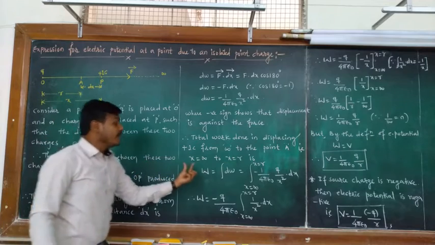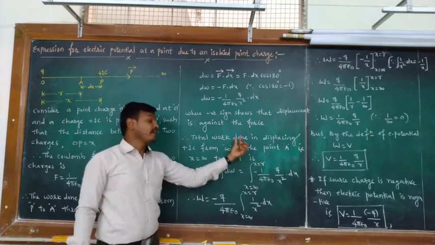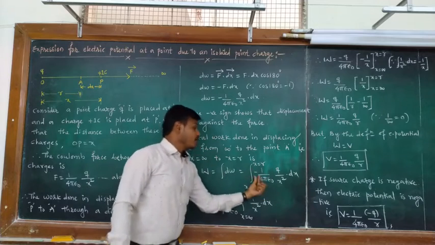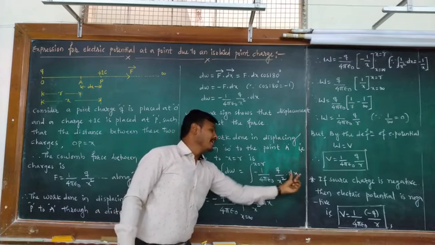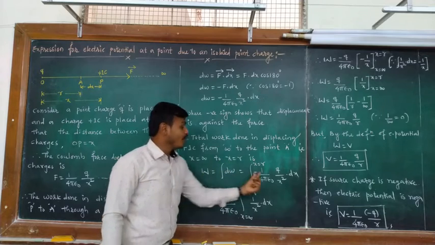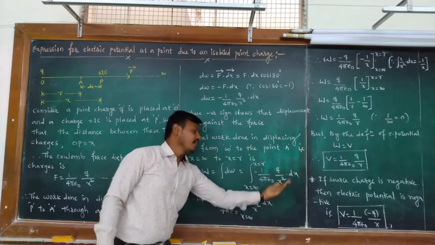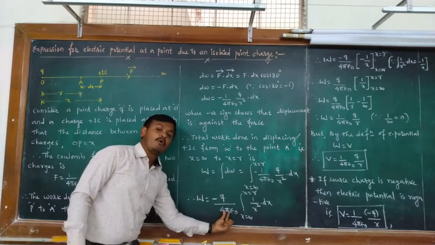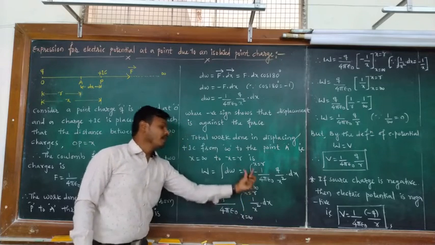Then the total work done can be calculated by integrating the above equation between the limits x equal to infinity to x equal to r. The equation reduces to the integration of dW, which is minus 1 upon 4 pi epsilon naught, Q divided by x square, multiplied by dx, between the limits x equal to infinity to x equal to r. Here the variable is x with respect to dx; the remaining factors are constants, so keep them outside the integration. Therefore we can write minus Q divided by 4 pi epsilon naught, integration of 1 upon x square dx, between the limits x equal to infinity to x equal to r.